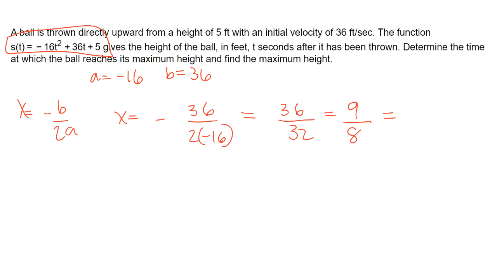Now I'm going to change this to a decimal, because I need to know information in feet and seconds, so I want to change it. So when I divide this, I get 1.125. So this x is the time that it takes me to throw the ball. So I'm pretty good. It took me 1.125 seconds to throw this ball. So x gives me how long it took me to do it.